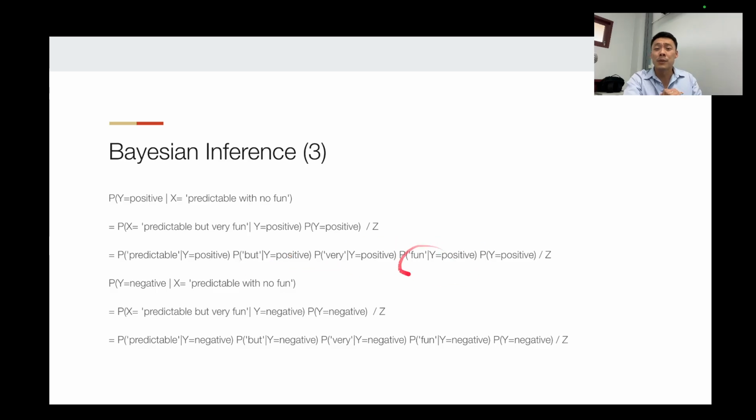But look at this one. The probability of seeing the word fun given that you know it's a positive document. If you only read positive documents, what's the chance that you see the word fun? Pretty high, right? It should be quite high. So this will set this apart from negative label. This will contrast.